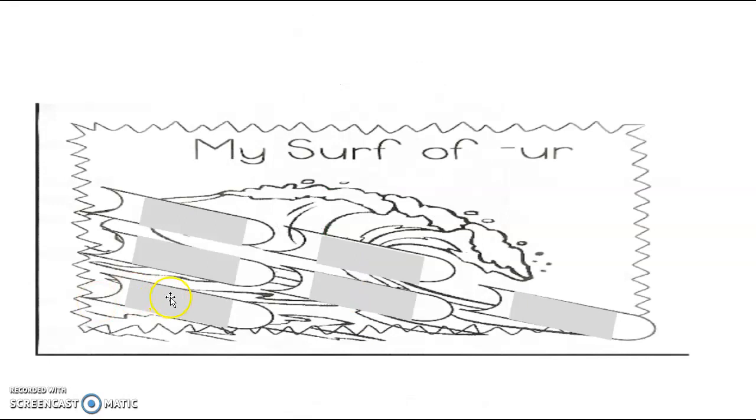Finally, let's practice with UR, okay? So this time we have my surf of UR. So let's use some UR words. Well, first we have turn. We also have curve. We have hurt. We have our keyword, which is nurse. And we have fur. And we also have curl. All of these have the UR sound in them that says er: turn, curve, hurt, nurse, fur, and curl.